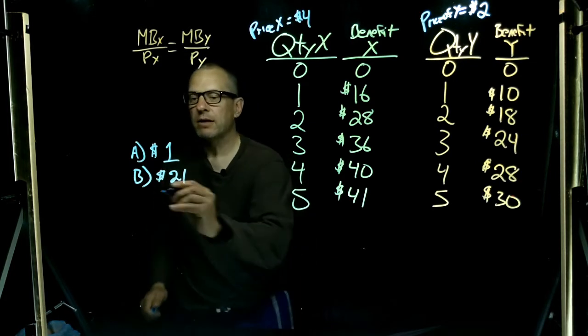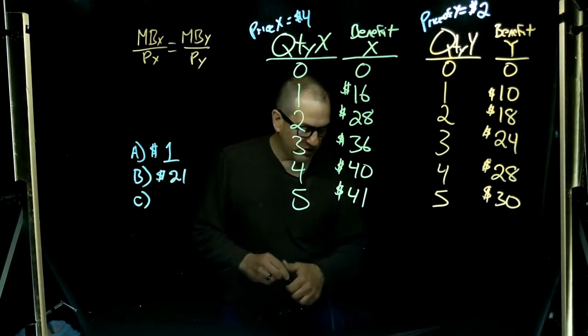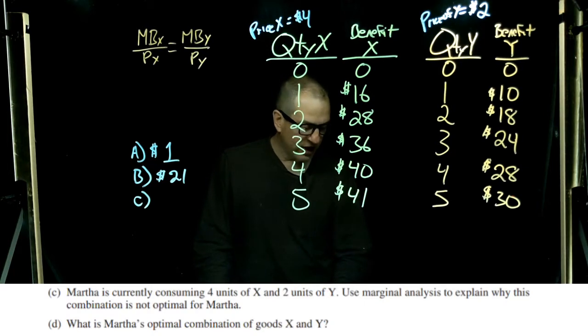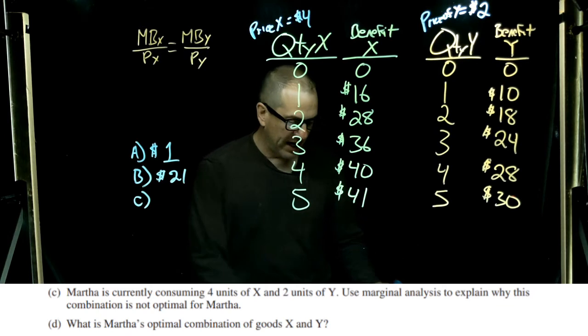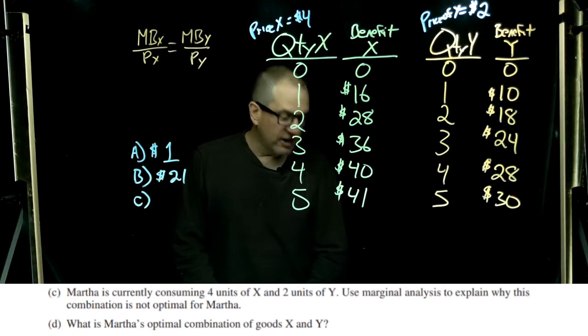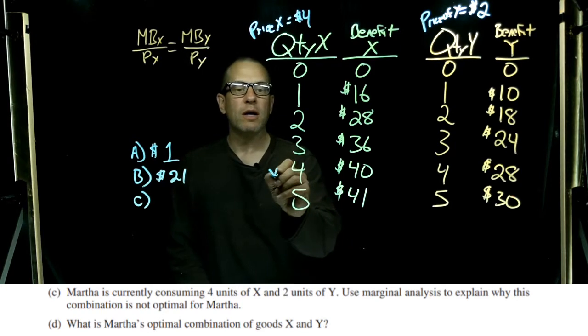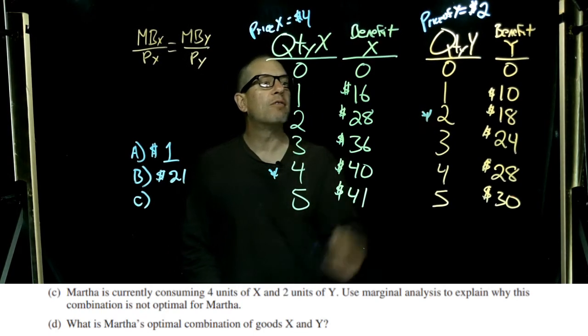For C, it says Martha currently consumes 4 units of X and 2 units of Y, using marginal analysis to explain why this consumption is not optimal for Martha. Okay, well, basically it's telling us that she consumes 4 units of good X and 2 units of good Y.